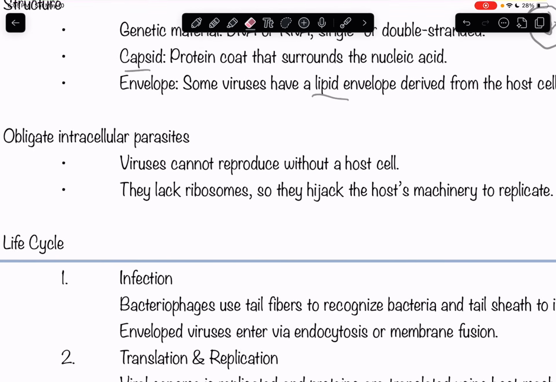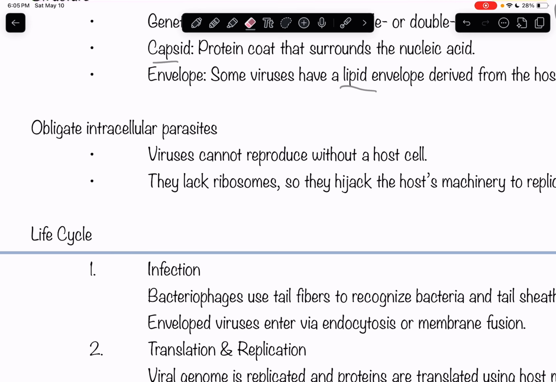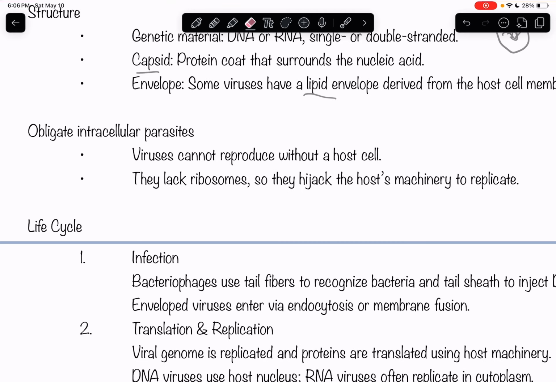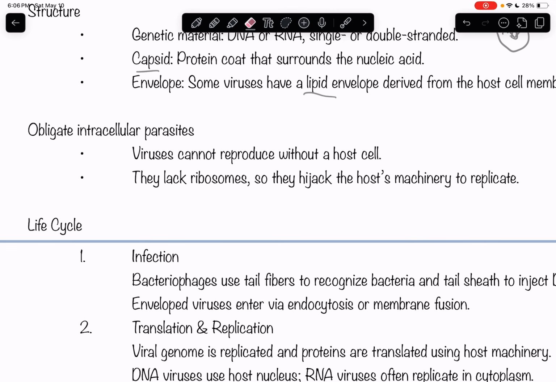So, a few things about viruses. They cannot live on their own. They're parasites. They just can't live without a host cell. They don't have ribosomes, and they can't replicate on their own, so they have to hijack the host machinery to replicate.